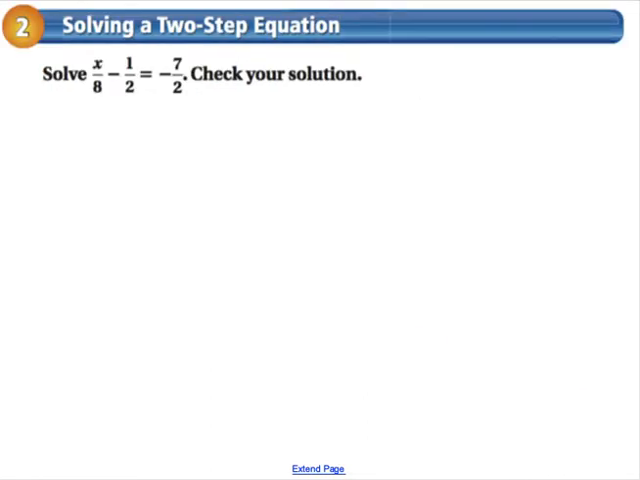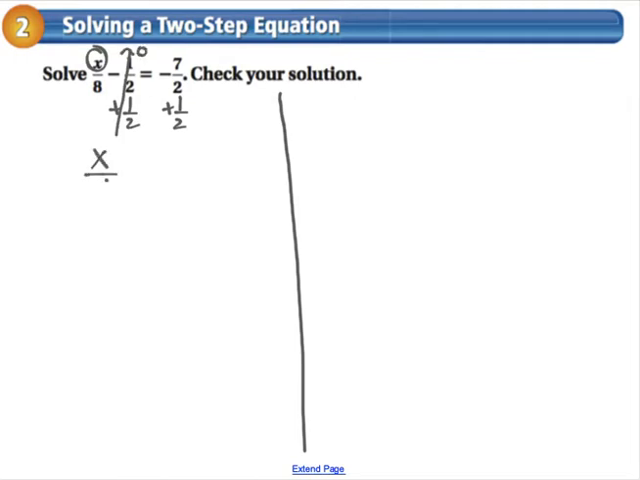Okay, next, another example. This one does have a lot of fractions in it, so we'll do it the normal way, and then we'll try it another way. The normal way, we are trying to get x by itself. We need to get rid of the negative 1/2. We're going to use a positive 1/2 on both sides to do that. That's now gone. It's 0.